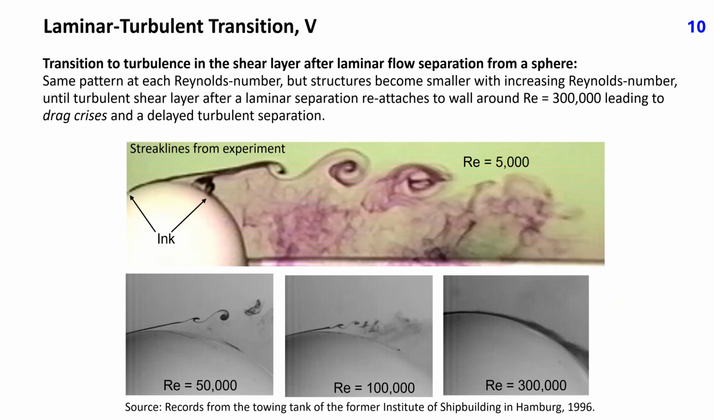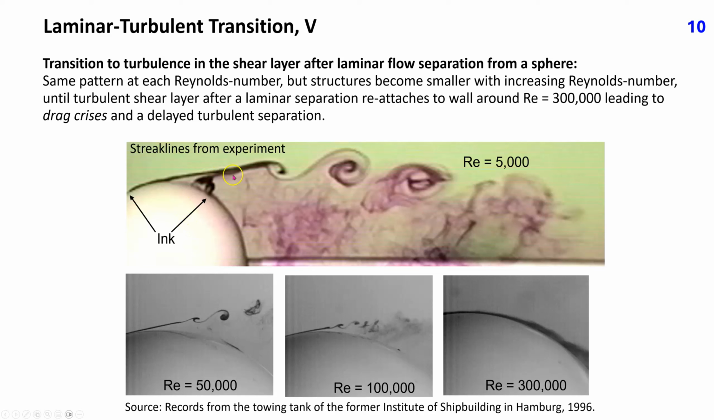These plots show transition to turbulence in the shear layer after laminar separation from a sphere at different Reynolds numbers, based on far-field velocity and sphere diameter. Ink was injected into water through two holes in the sphere, one at 70 degrees and one at 110 degrees from the front stagnation point, to visualize the shear layer and its separation.